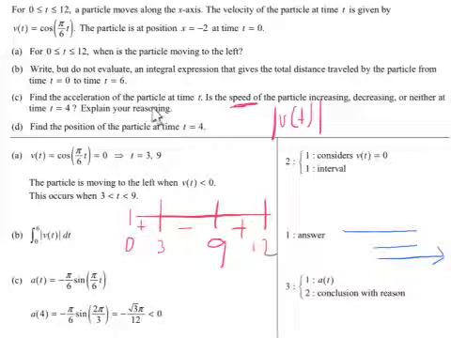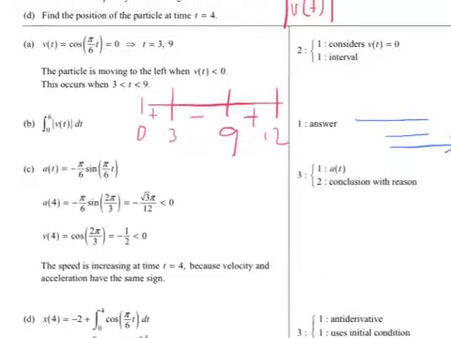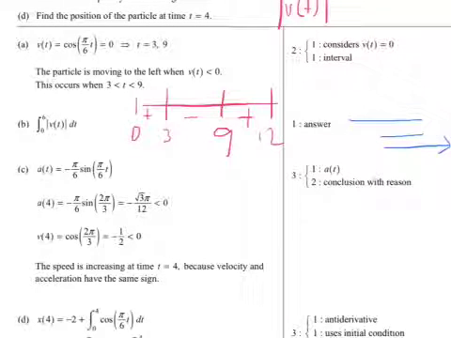Explain your reasoning. So to find if the speed of the particle is increasing or decreasing, watch this. Here's how they explain it. They explain it by finding the acceleration at time 4 and the velocity at time 4. And they noticed each of them are negative. And then they said, since the signs are the same, I know it's increasing. This is a shortcut way of explaining it.